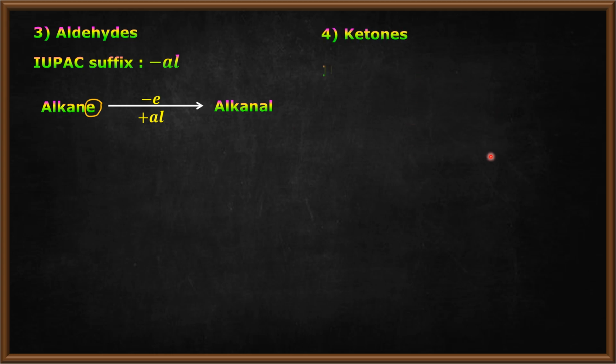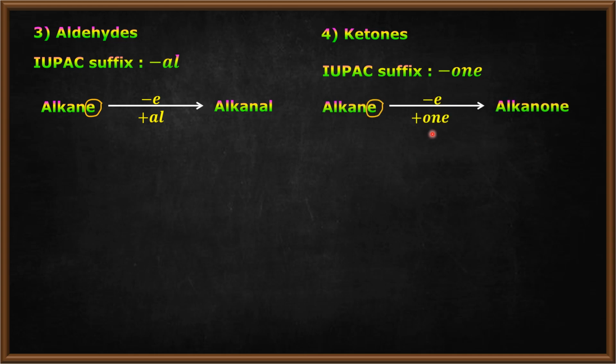Next, ketones. The IUPAC suffix is one. In this case also we have to drop E from alkane, that is the primary suffix. Why? Because this E is followed by the secondary suffix beginning with O. For that reason E should be dropped. So minus E plus one, alkanone.